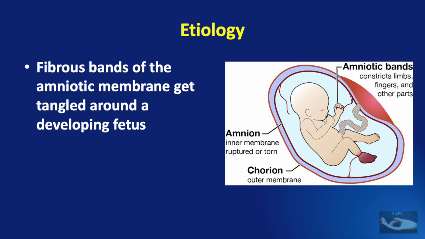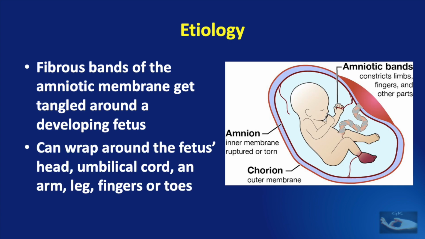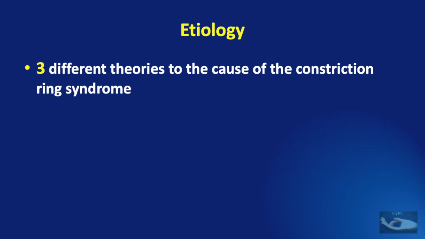Fibrous bands of the amniotic membrane get tangled around a developing fetus, which can wrap around the fetus's head, umbilical cord, arm, leg, fingers or toes. This can cause serious constrictions or tightening, acting like a tight rubber band around the body part. But what causes these bands? There are three different proposed theories to the cause of the constriction ring syndrome.